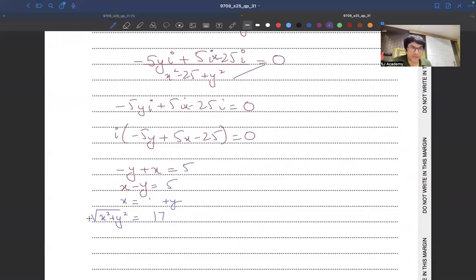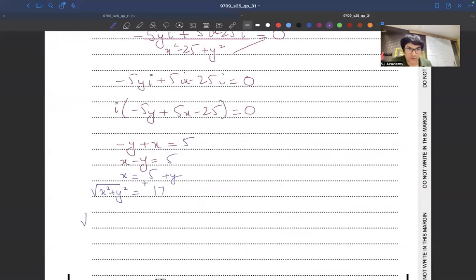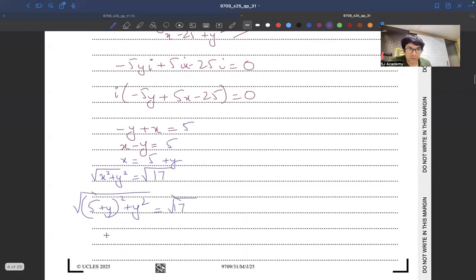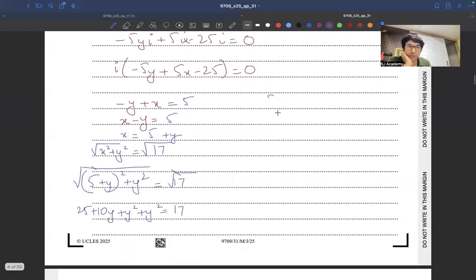So in place of x, we'll substitute 5 plus y. This will become the square root of (5 + y)² + y² equals the square root of 17. Cancelling out the square root, we'll get 25 + 10y + y² + y² equals 17. So we have a quadratic over here, that is 2y² + 10y, and 25 minus 17, that will become plus 8 equals 0.